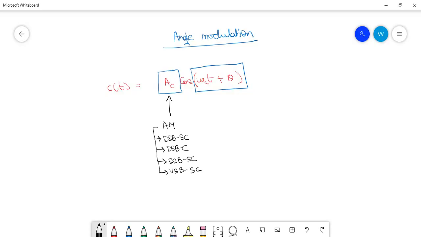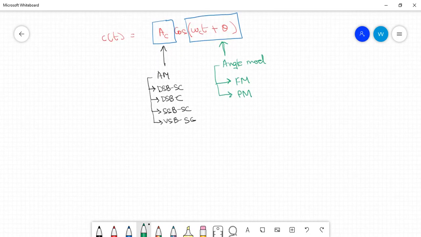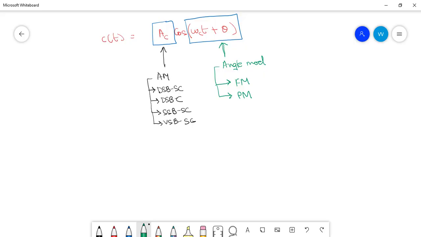Now if the modulating signal were to modulate this other part, which is nothing but the angle, we call it angle modulation. The two major types of angle modulation are frequency modulation and phase modulation. Let us first see what exactly happens when we try to modulate the angle, and we would also see the relation between frequency and phase modulation.